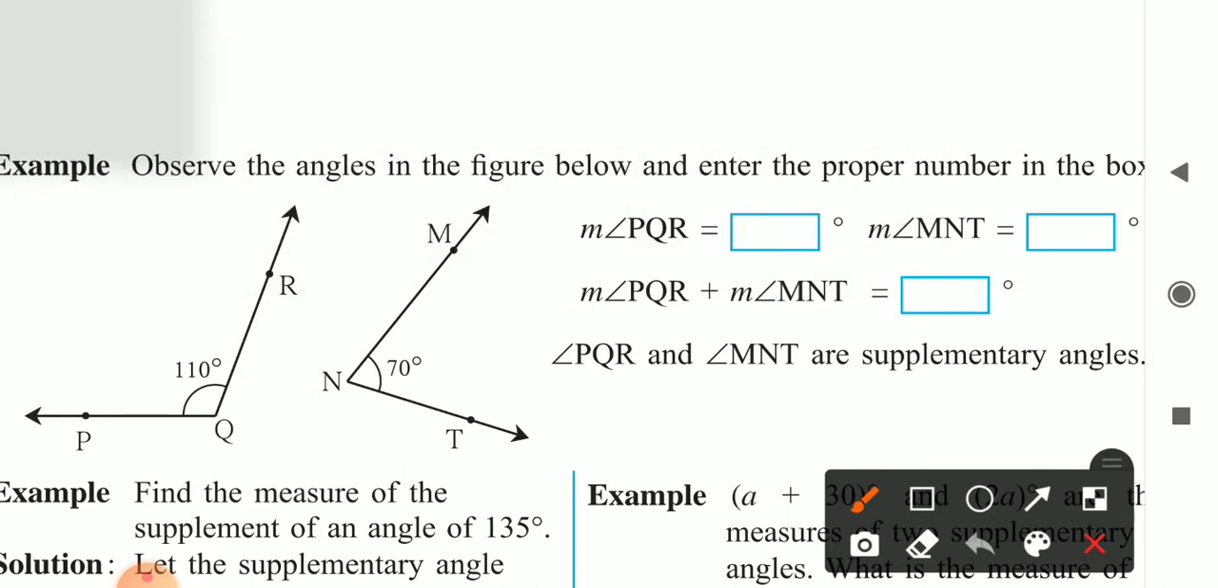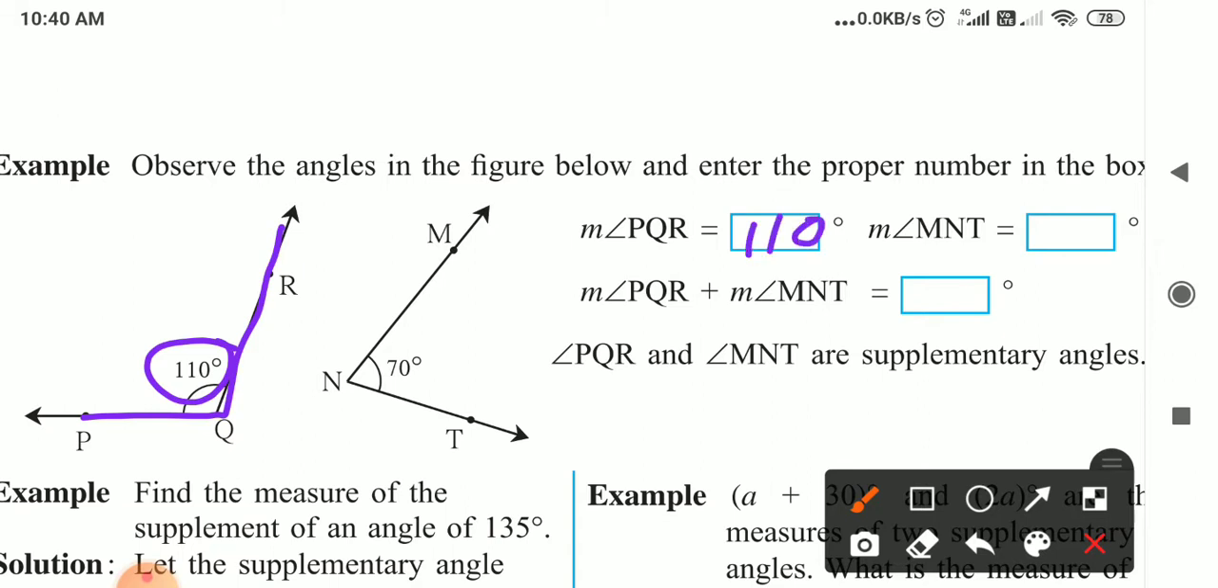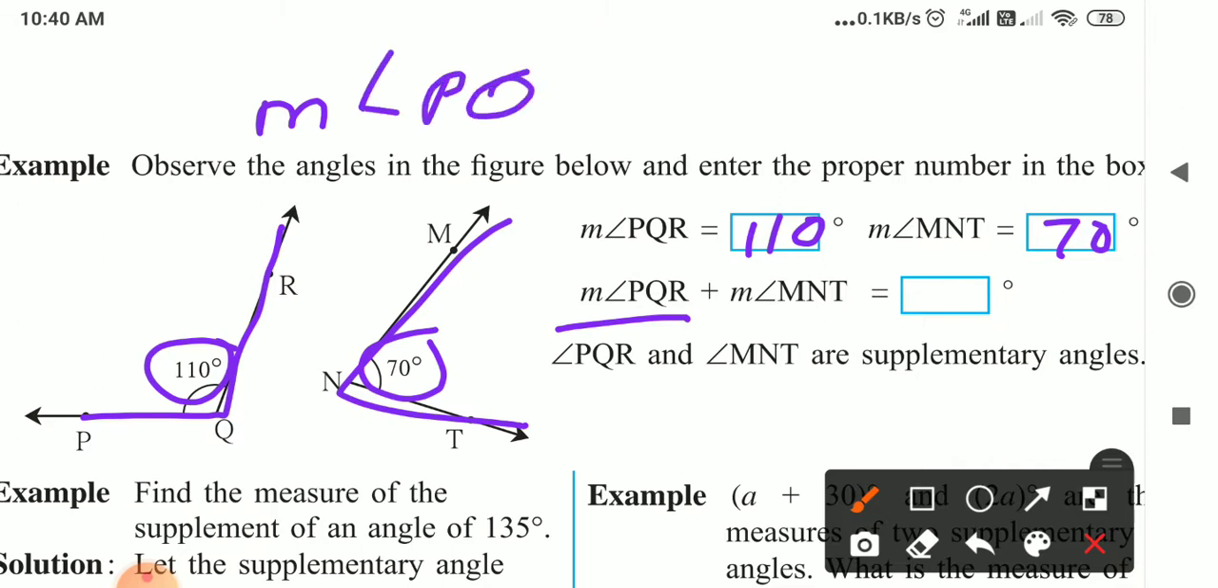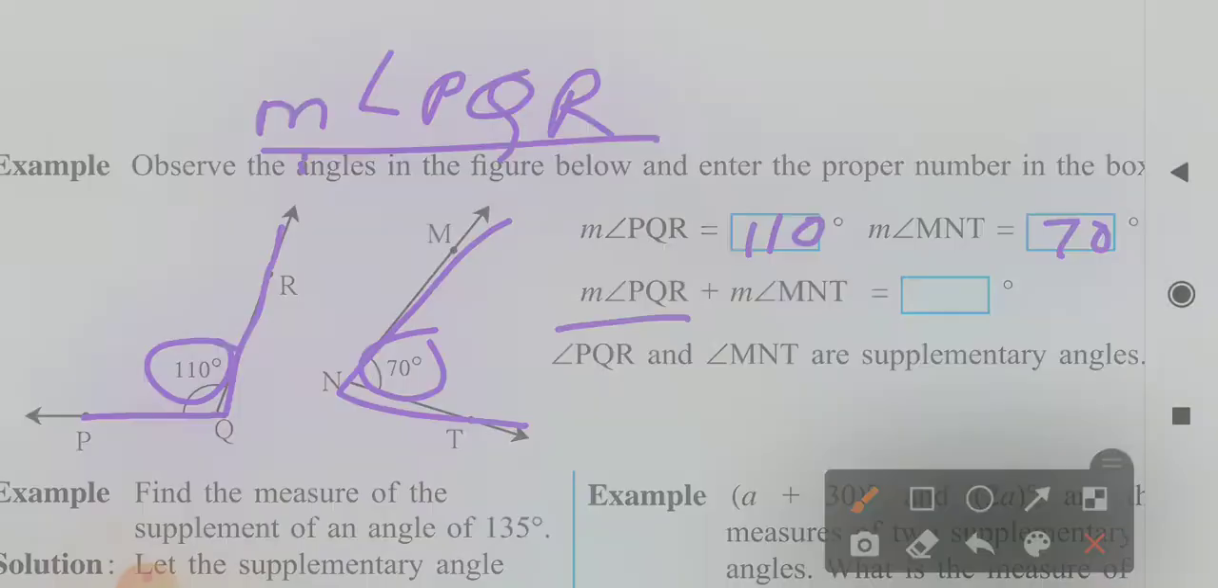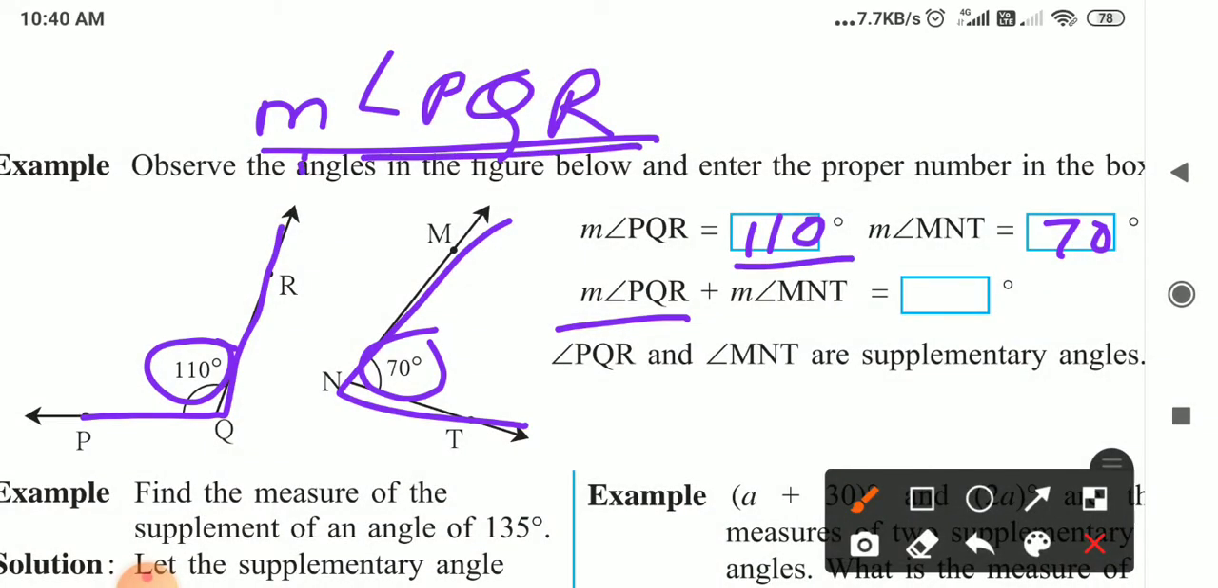What is the measure of angle PQR? 110 degrees. What is the measure of angle MNT? It is 70 degrees. Now here they told you how to read this: M for measure of angle PQR is equal to 110. Measure of angle MNT is equal to 70 degrees.